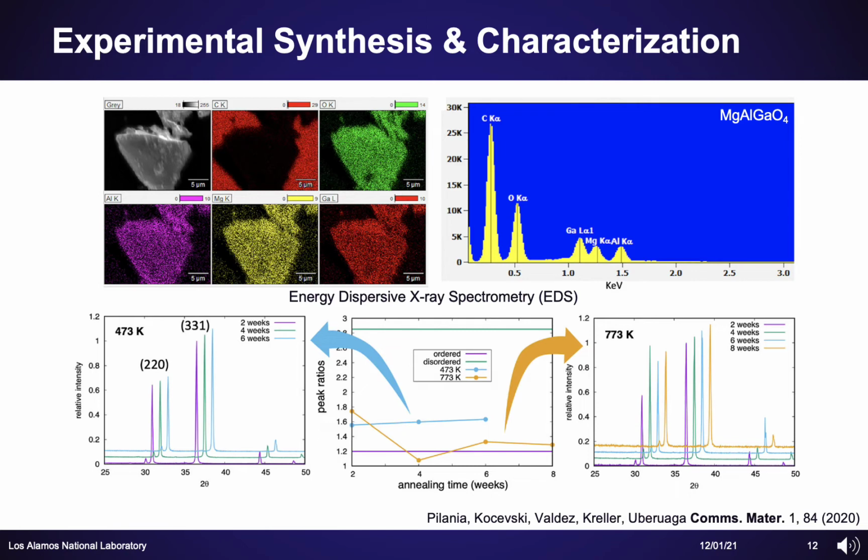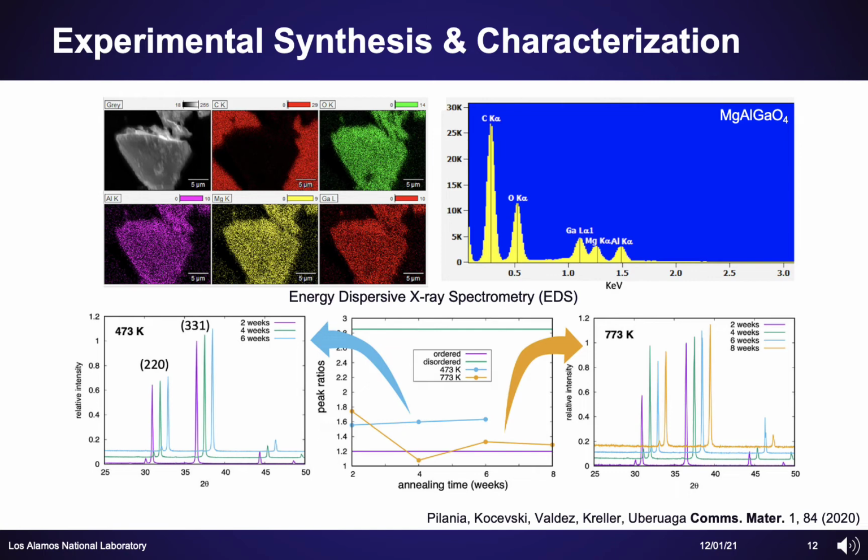That is, at 473 Kelvin, we see no evolution of the structure of the compound over a period of time as long as 6 weeks. To overcome kinetic limitations, we anneal the material at 773 Kelvin. At this temperature, we do not expect to be able to form the fully ordered double spinel structure, but we do expect the material to exhibit significant order and to be more ordered than the starting material synthesized at 1773 Kelvin. This is borne out by the evolution of the XRD pattern.